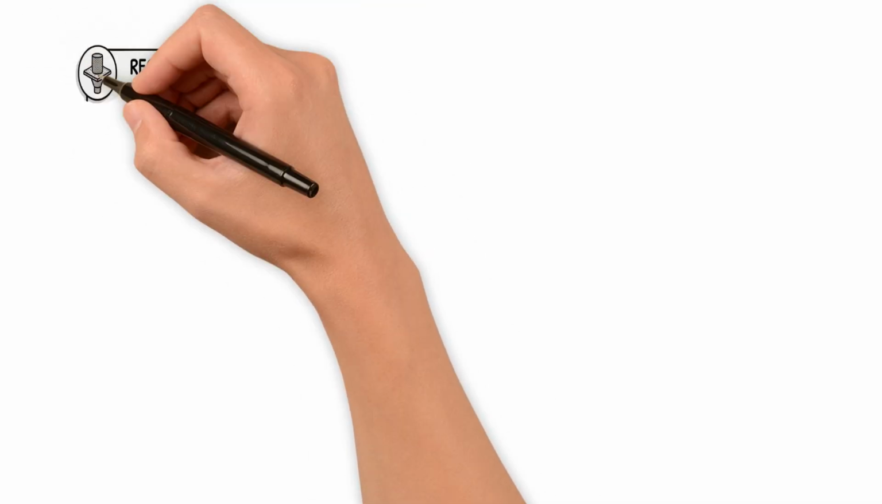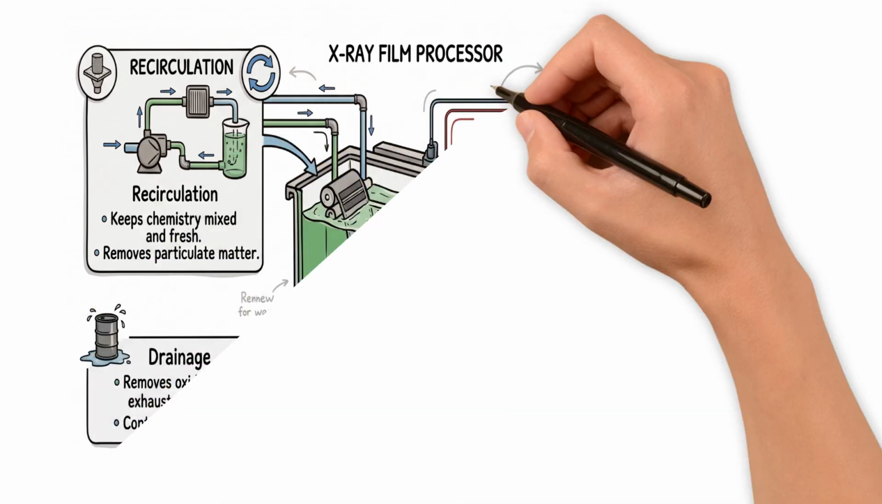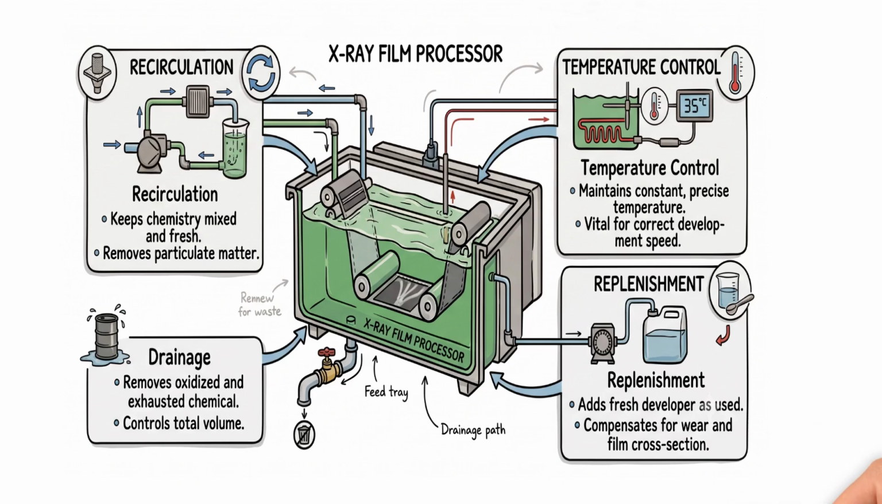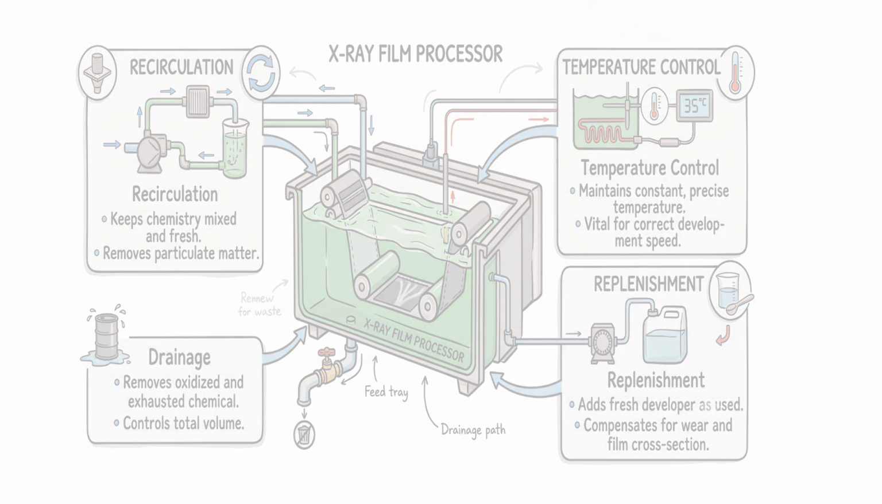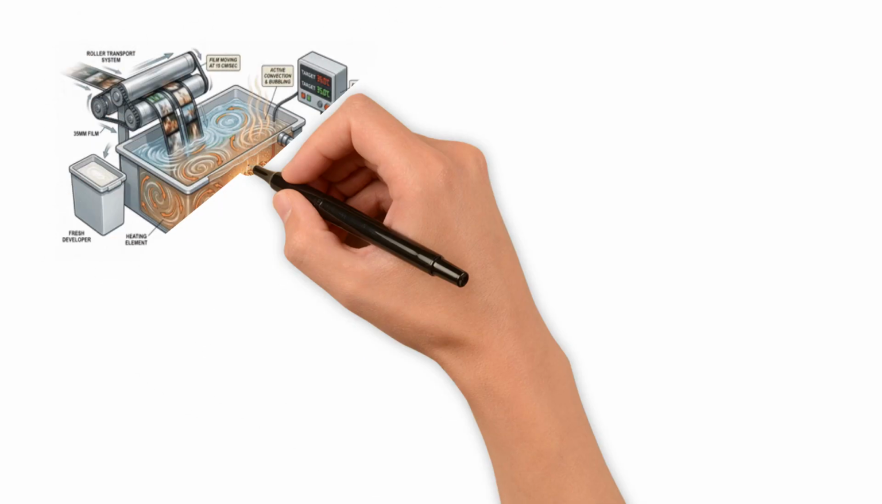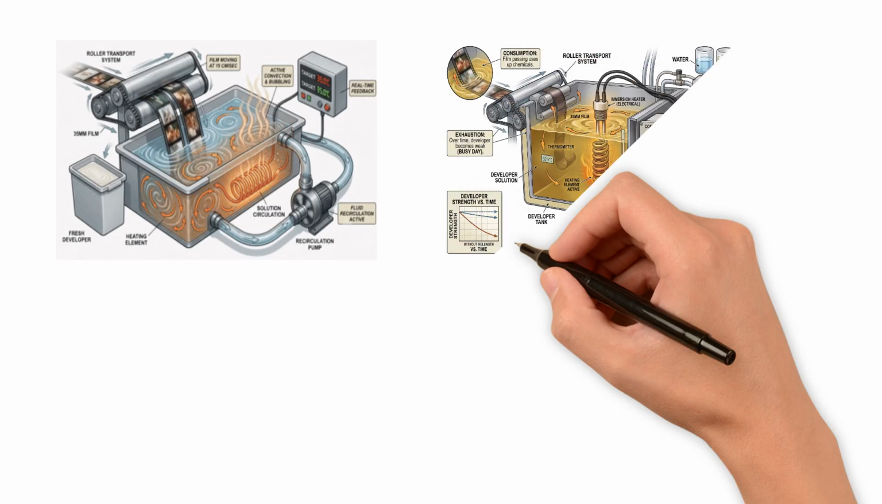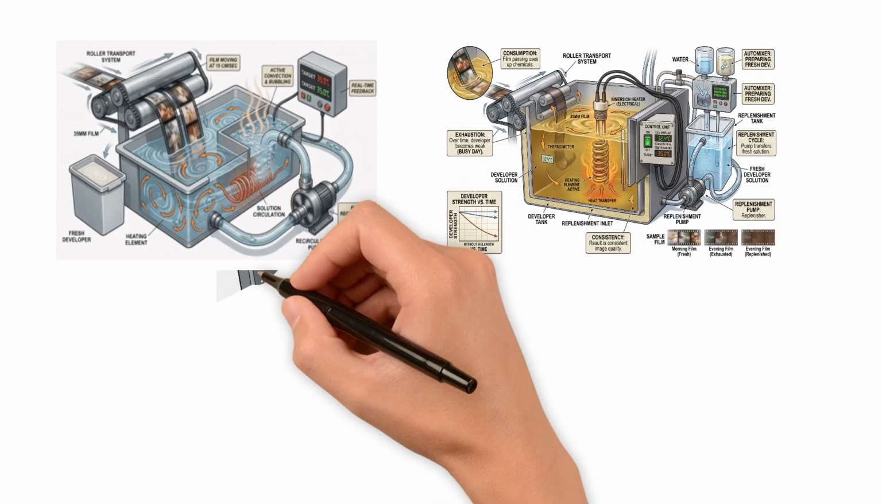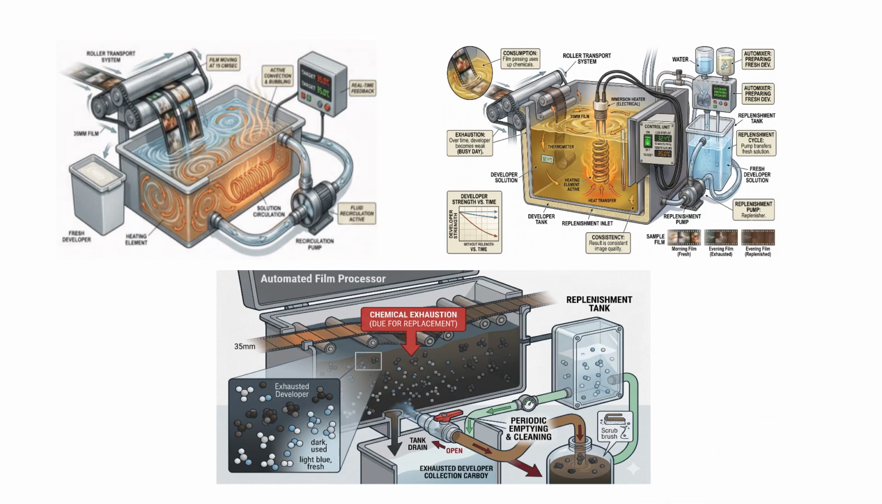Let us bring it all together. The developer section of the automatic processor relies on four subsystems working in coordination. Recirculation keeps the developer solution moving and clean, ensuring uniform processing of every film. Temperature control, using the push-pull interaction of the immersion heater, thermostat, and heat exchanger, maintains developer temperature at a precise 35 degrees Celsius. Replenishment continuously restores the chemical strength of the developer, ensuring consistent image quality across an entire working day. Drainage allows the tank to be safely emptied for cleaning and chemical replacement.